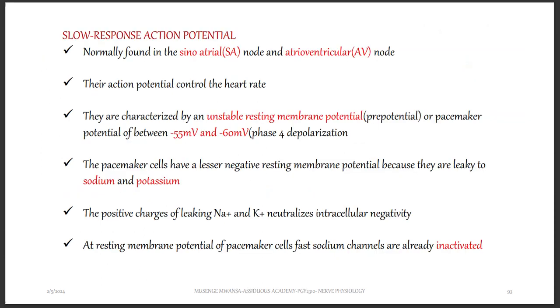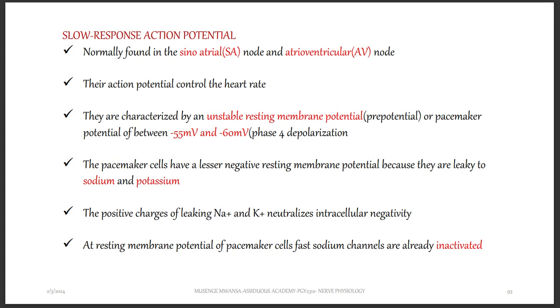We also had the slow responses. Now for the slow responses, that's the SA node and the AV node. They are characterized by unstable resting membrane potential, also known as pacemaker potential of about -55 to -60, which is like phase 4 of depolarization. These pacemaker cells have a lesser negative resting membrane potential because they are leaky to sodium and potassium. So their membrane potential is a bit low.